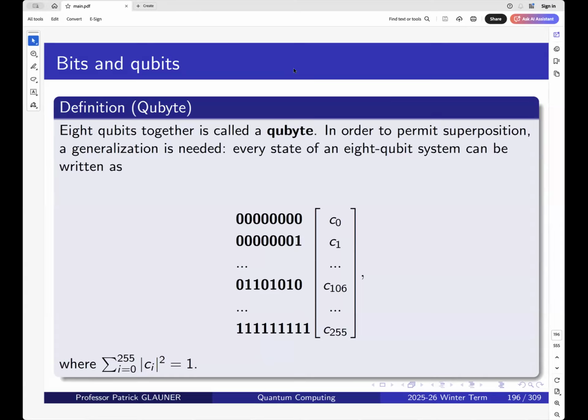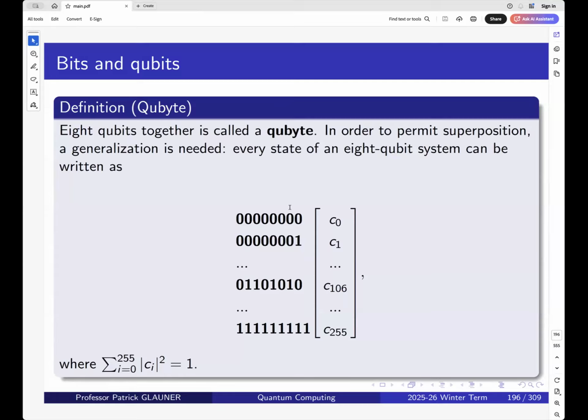So something that will happen with a qbyte is, with a qbyte, I can represent 2 to the power of 8 many states at the same time. Because in each qubit, I'm partially in 0 and partially in 1. So I'm 0 and 1 at the same time. And then 2 to the power of 8 is 256. And I can represent that many states at a time with 1 qbyte.